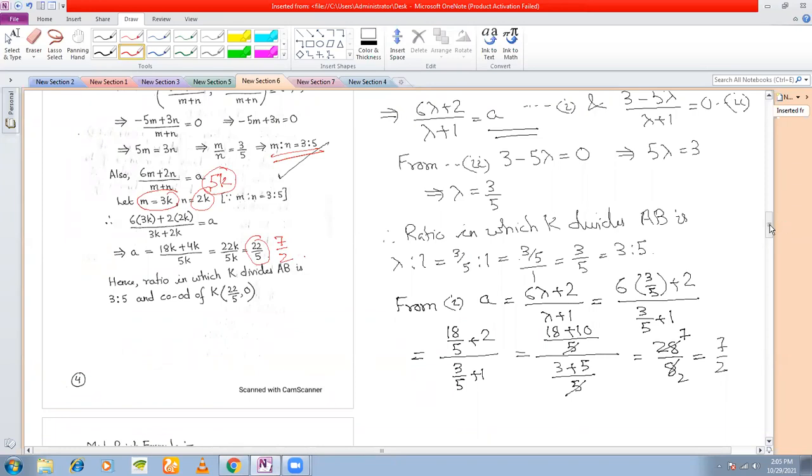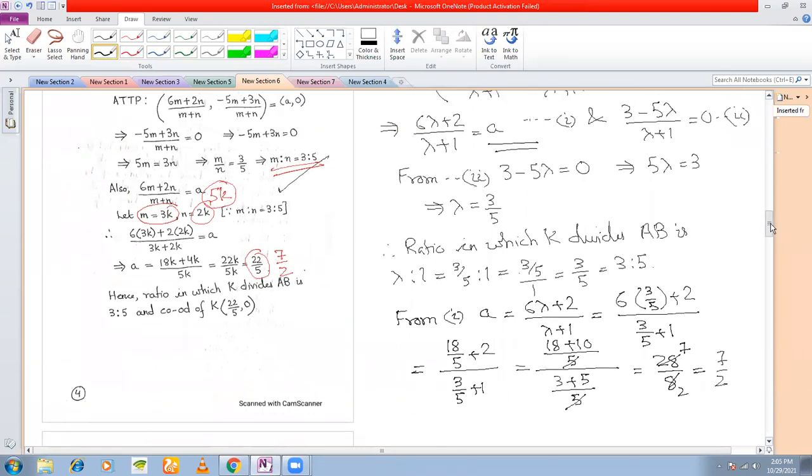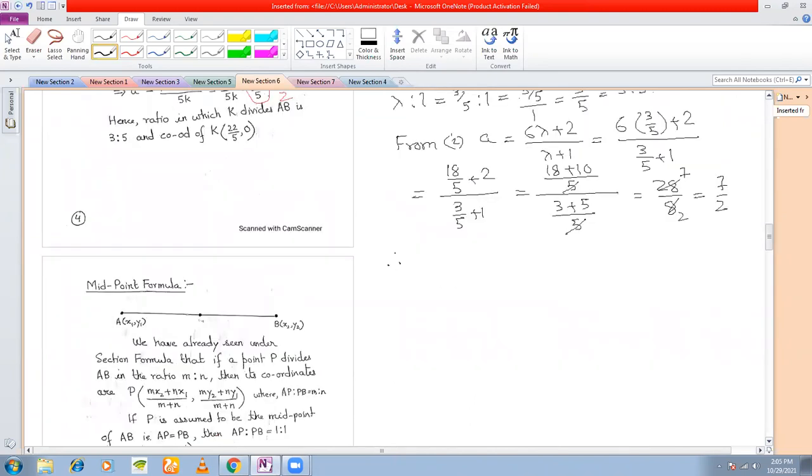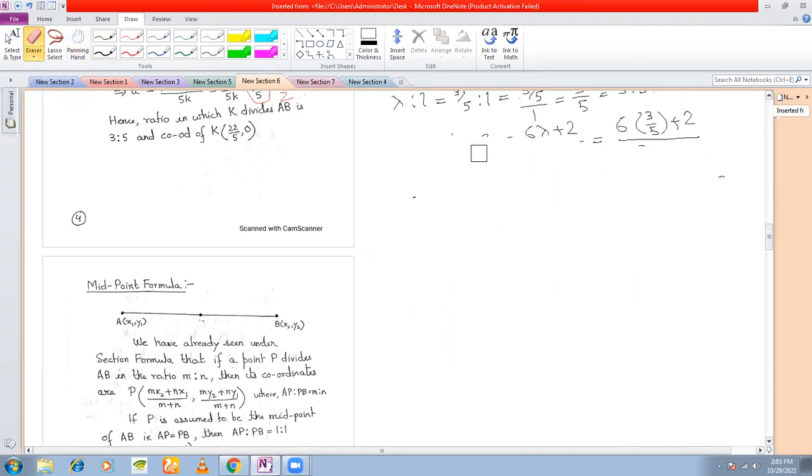So that is how you find out the coordinates of K. So let's write down the coordinates of K. Coordinates of K, the x value that we have got here is 7 by 2, and y is 0. So 7 by 2 comma 0. That is the coordinate of K. Any question here? No question? Move on to the next problem.